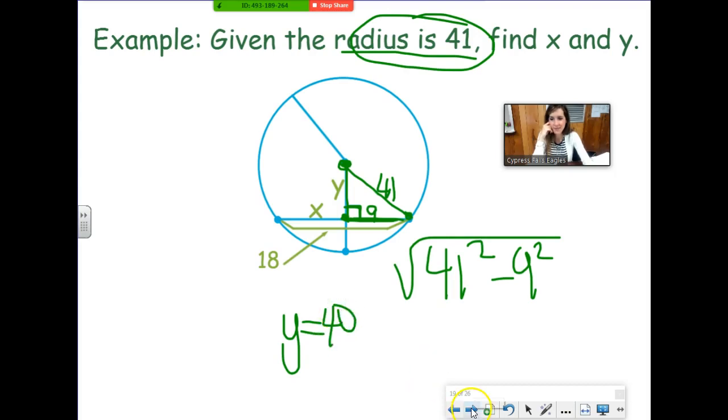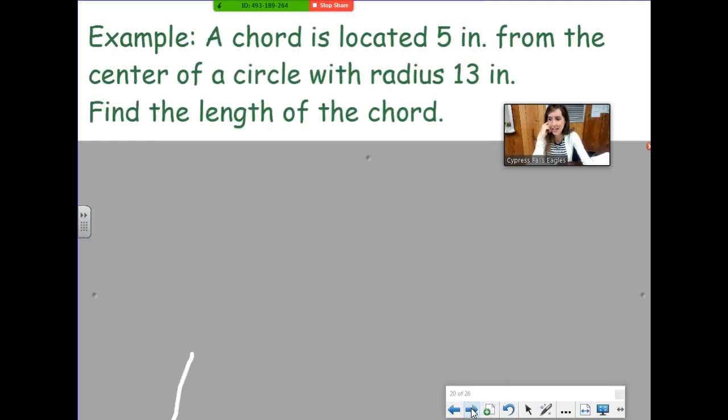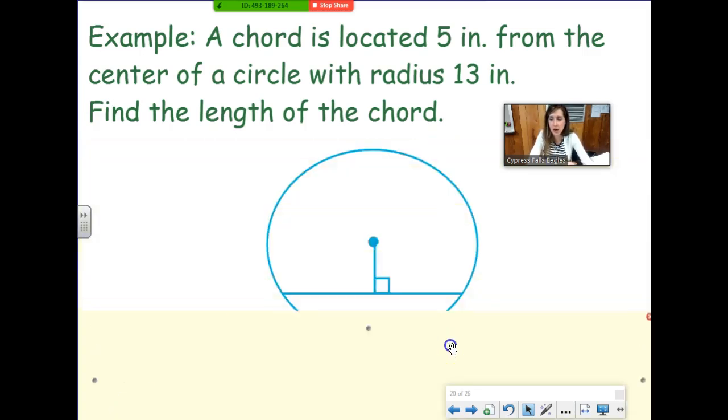Good. Last problem of the day. Draw your own picture. A chord is located 5 inches from the center of a circle with radius 13. Find the length of the chord. Let's make sure we have a good picture. Okay, so I have a circle, I have a center, and I have a chord.